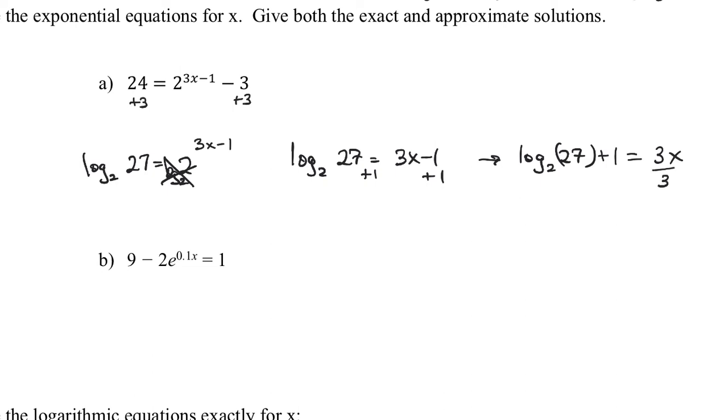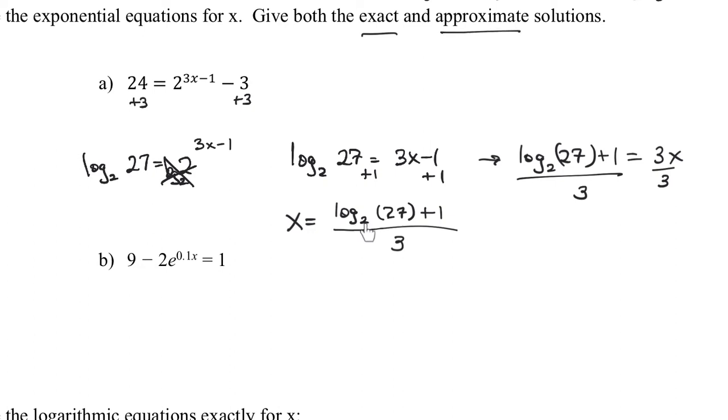So we can divide by 3 and divide by 3. So the exact value for x is log base 2 of 27 plus 1, divided by 3. That's the exact value. It also wants the approximate solution.